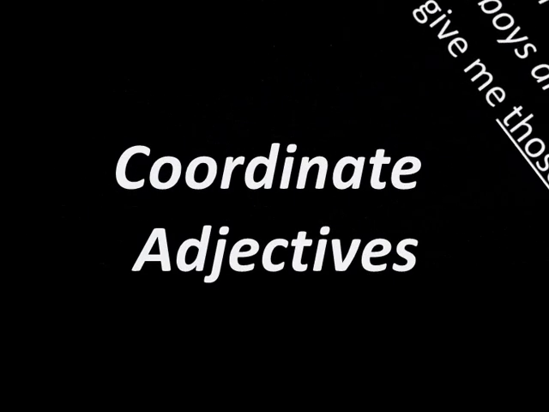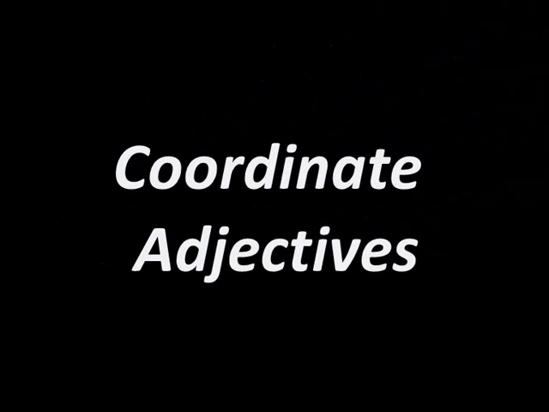Let's talk about the fourth one, coordinate adjectives. They appear after one another to modify the same noun. So whether they are 3, 2, 5, or 4, they are modifying the same noun. And they are separated with commas. The second to the last and the last are often separated with and.